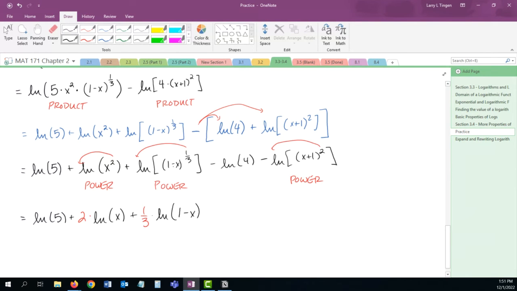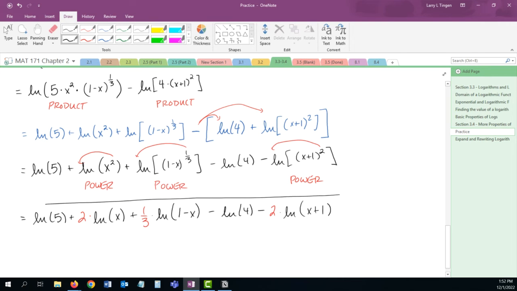I'm taking the natural log of 1 minus x all to the 1/3. It's not taking the natural log of 1 minus x and then the result gets raised to the 1/3. So that's why you see me do brackets and parentheses. Minus the natural log of 4 minus, power rule again, 2 times the natural log of x plus 1.